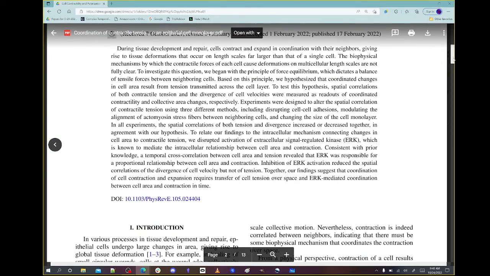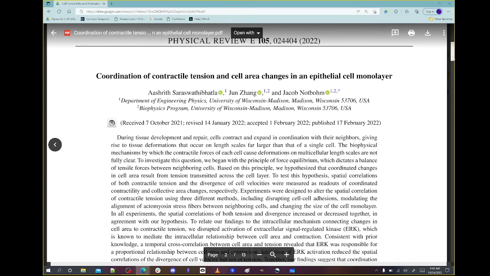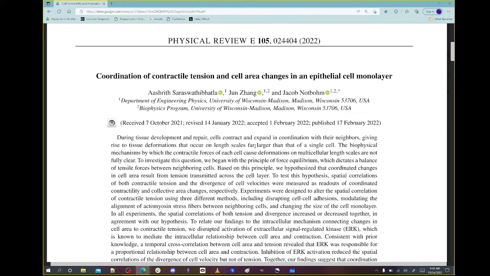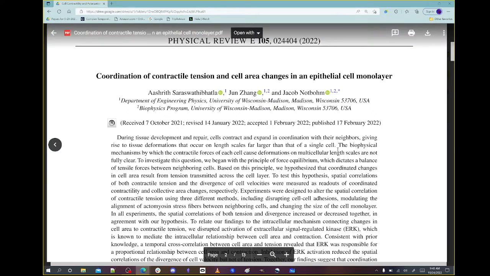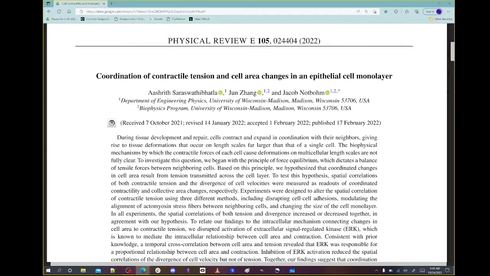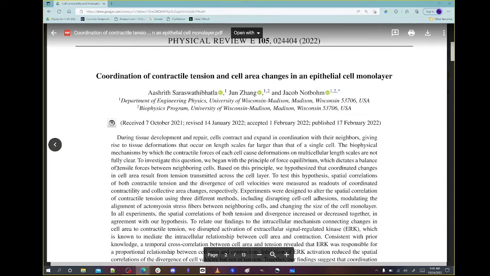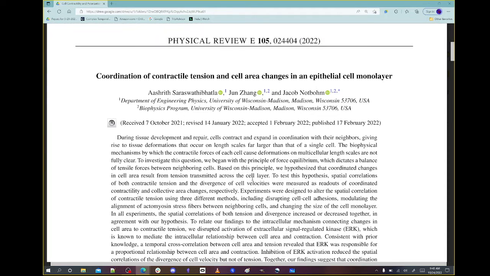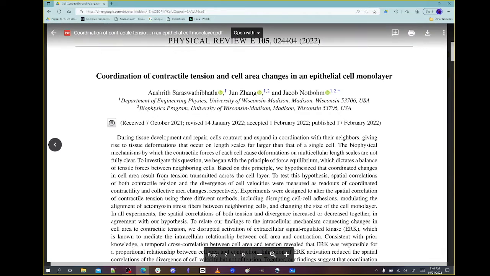During tissue development and repair, cells contract and expand in coordination with their neighbors, giving rise to tissue deformations that occur on length scales far larger than that of a single cell. The biophysical mechanisms by which these contractile forces of each cell cause deformations on multicellular length scales is not fully clear. So to investigate this, they start with the principle of force equilibrium, which dictates a balance of tensile forces between neighboring cells. Based on this principle, we hypothesize that coordinated changes in cell area result from tension transmitted across the cell layer. So this is the cell area.